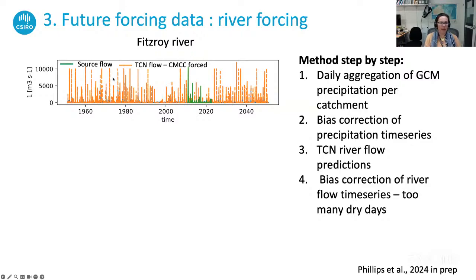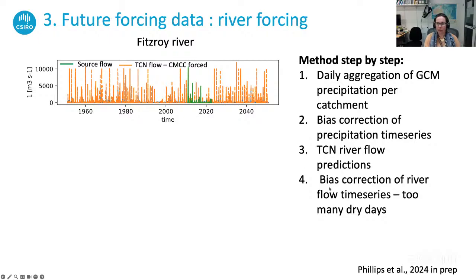So here that's showing you what we get out of the TCM. This is for the Fitzroy River. In green, this is the observation during the historical period, and the big orange one and the spikes, that's what the machine learning gives us for this whole period using the GCM atmospheric condition.